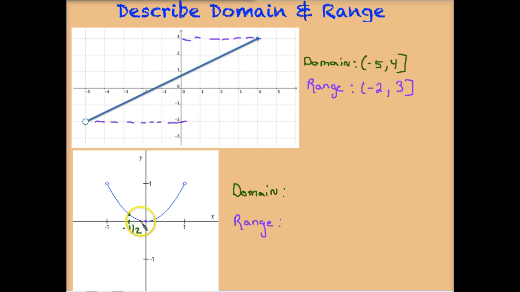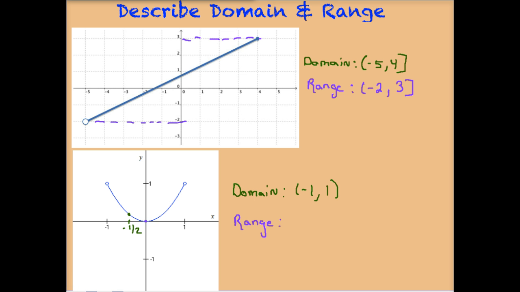Our domain in this one, you should have recognized, goes from -1 to +1, but due to the open circles, those numbers are not included. So parentheses, -1, +1, and parentheses.